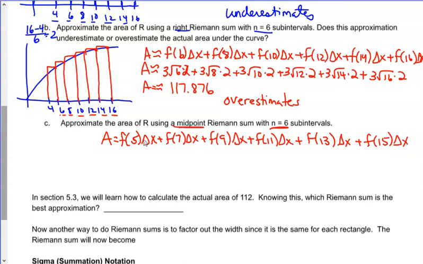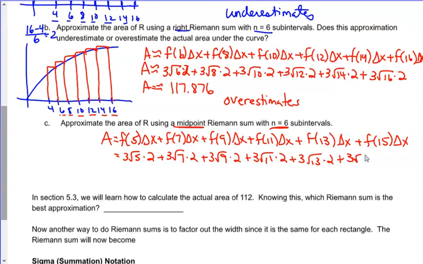I need to plug into my function, and so I'm going to get 3 square roots of 5 times 2 plus 3 square roots of 7 times 2 plus 3 square roots of 9 times 2 plus 3 square roots of 11 times 2 plus 3 square roots of 13 times 2 plus 3 square roots of 15 times 2. And so notice this is important. I know it's tedious to write all that out sometimes, but this is important to be able to show your work when doing a Riemann sum, okay? So the approximation that we have here is going to be 112.062. That's what we get when we find the midpoint.